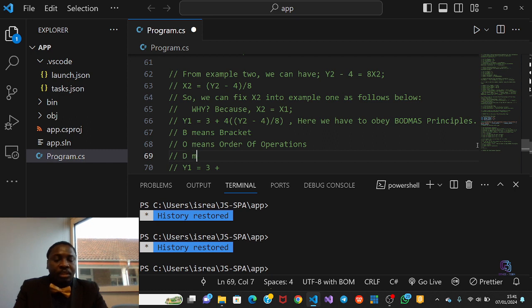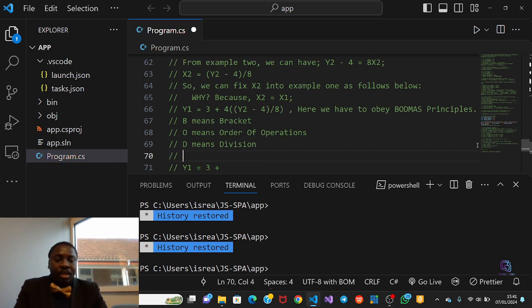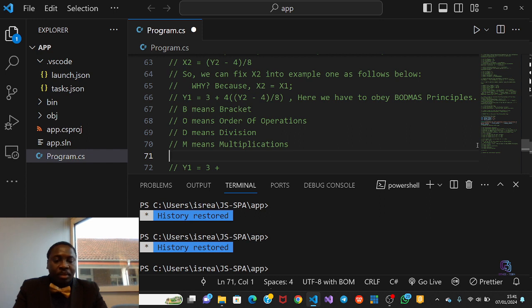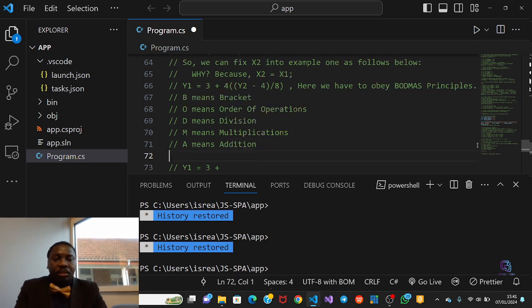Now, D means division. M means multiplication. So now A means addition. S means subtraction.